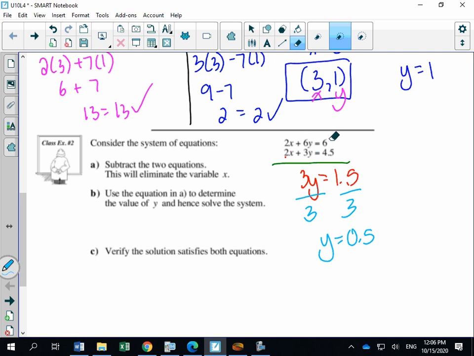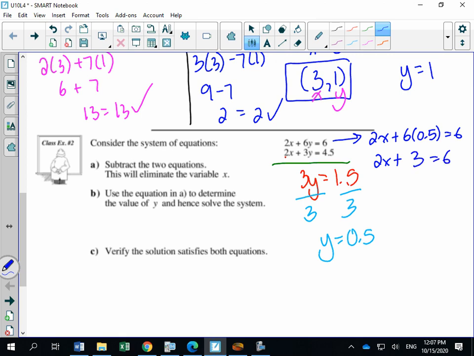I'm going to put it into the first system because I've got a decimal in the second one. I could probably do the first one in my head, right? So let's plug it into the first system and let's see what x is. So 2x plus 6 times y, 0.5, is equal to 6. 2x plus 6 times a half is 3, is equal to 6. Get rid of that 3. 2x is equal to 3. Divide both sides by 2, and you would get x is equal to 3 over 2.